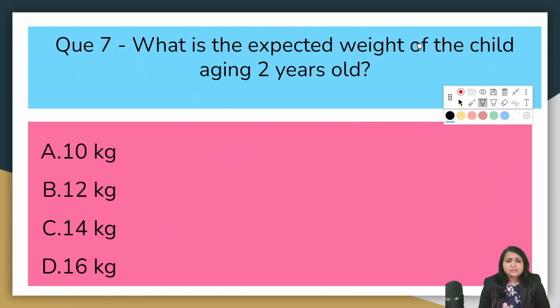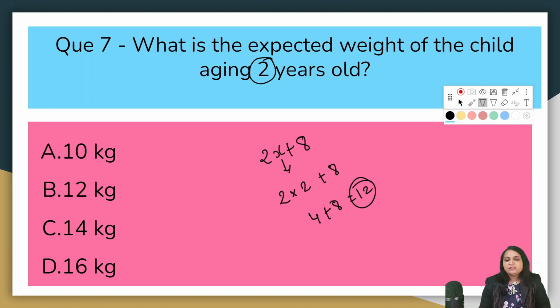What is the expected weight of a child aged 2 years? We need to know the formula. The best answer to this question is that at 2 years of life, we apply the formula of 2x plus 8. Here x is in years, so 2 into 2 plus 8. So it will be 4 plus 8. So quite a straightforward answer is option B, 12 kg.